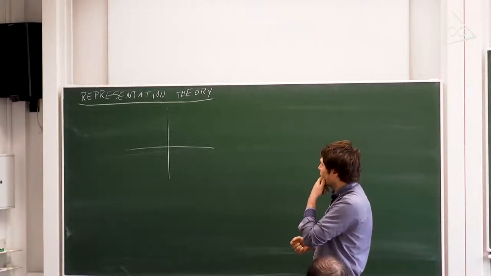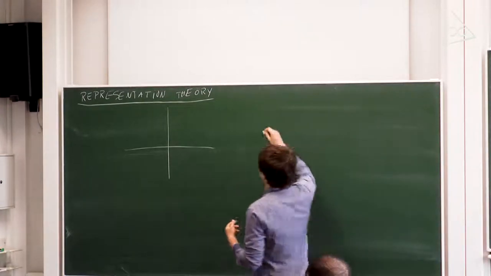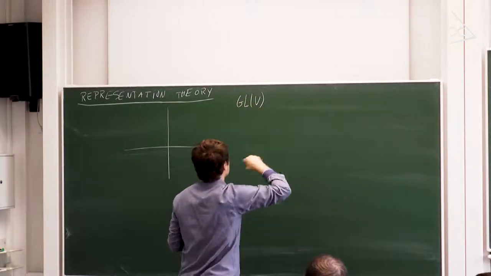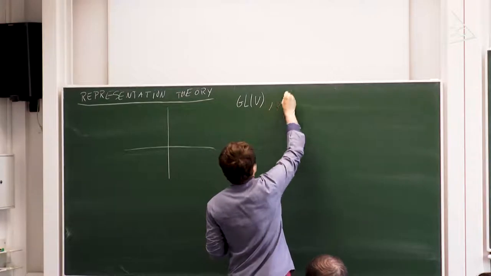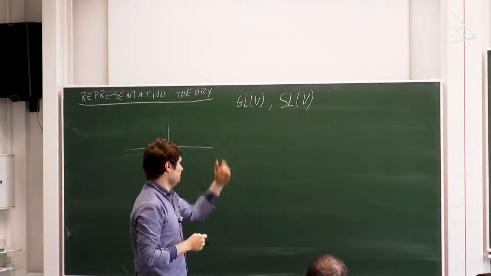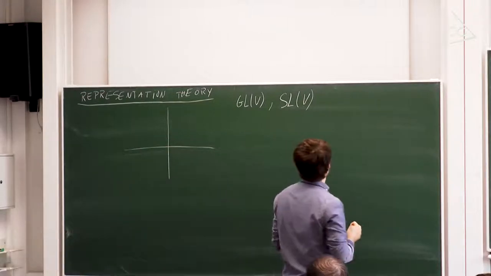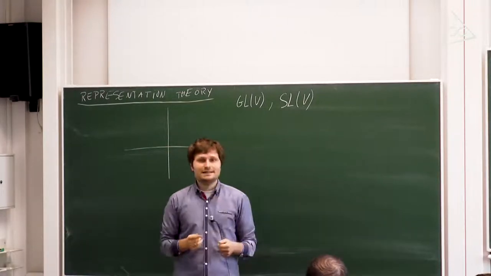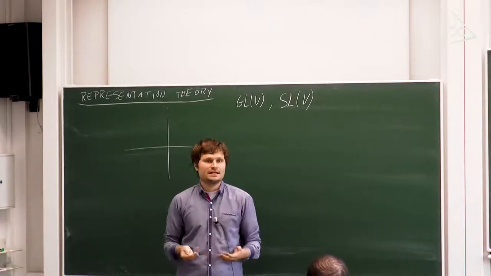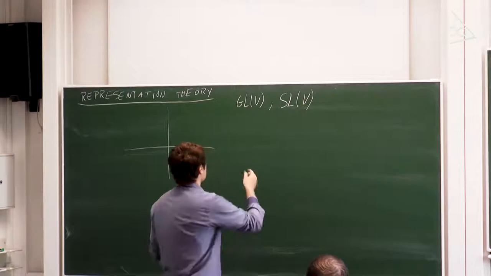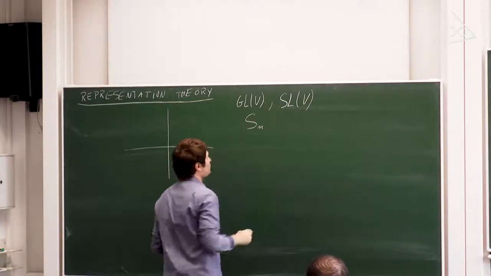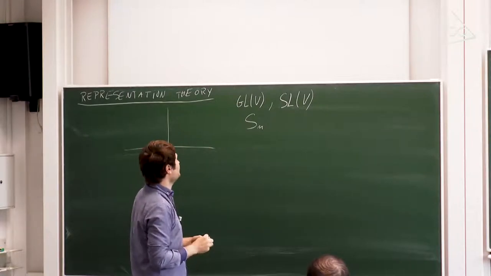The groups that we will be interested in this lecture will be the general linear group, the group of invertible linear maps on V, and the special linear group, the matrices of determinant 1. These are Lie groups, which means they have some continuous structure. The other side of groups will be finite groups, here mostly represented by the group of permutations of n elements.